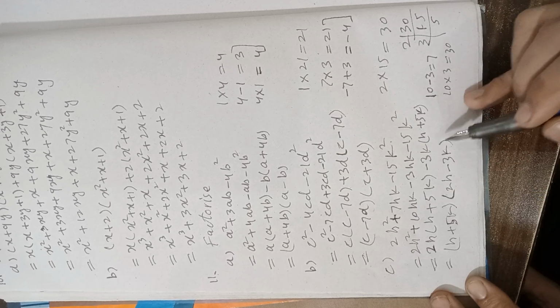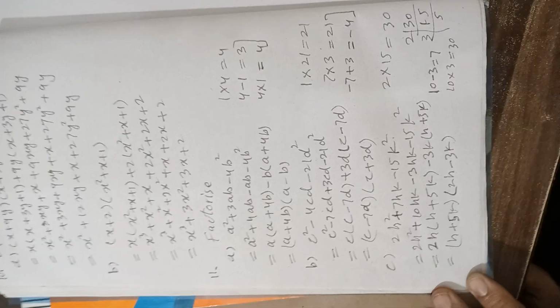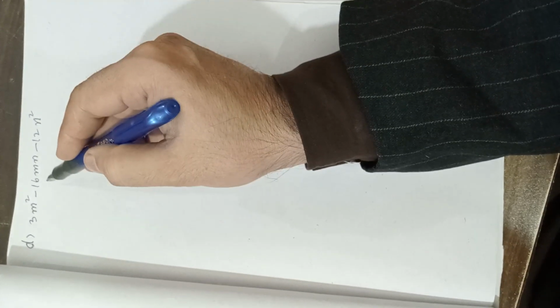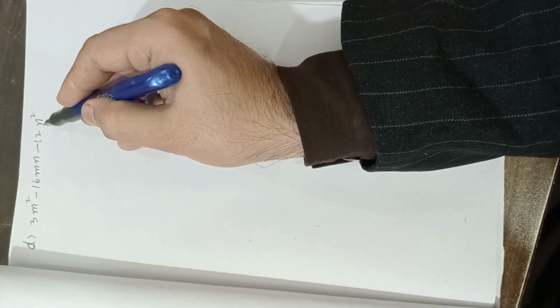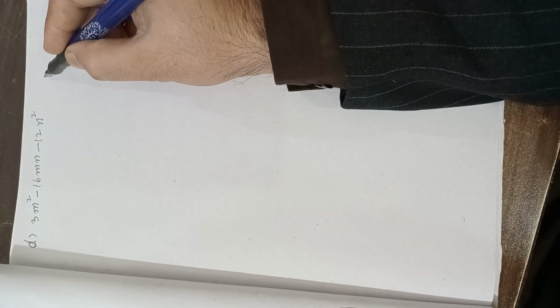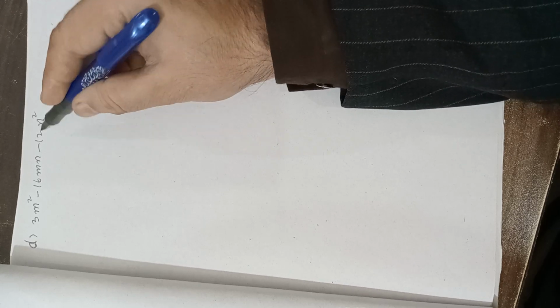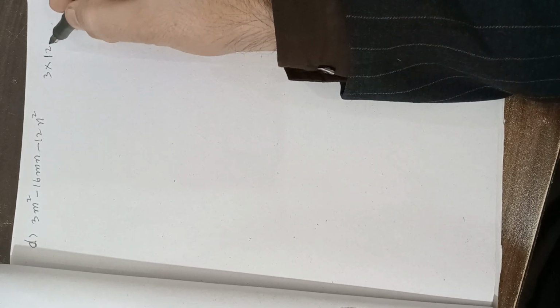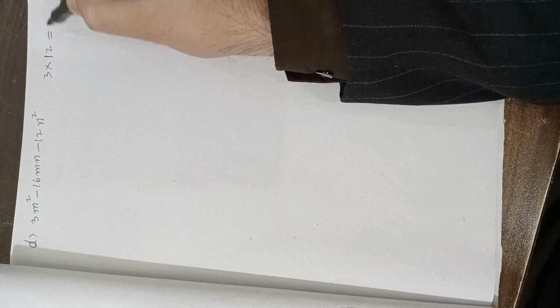This is the answer. Dear students, see now D part, that is 3m square minus 16mn minus 12n square. See here the coefficient of m square is 3 and that of n square is 12, and we will multiply these. 3 12s are 36.